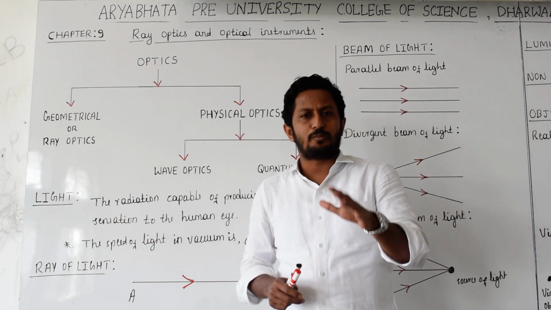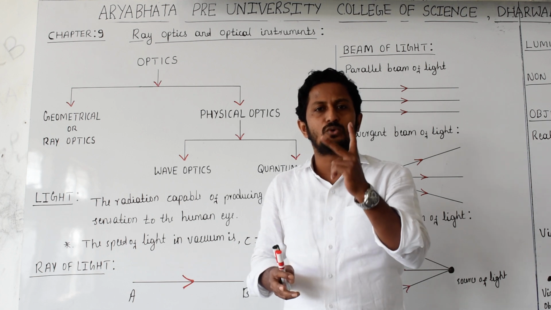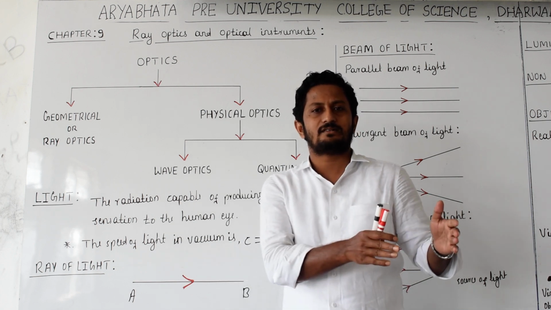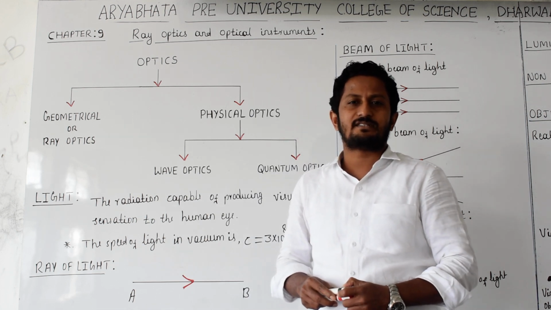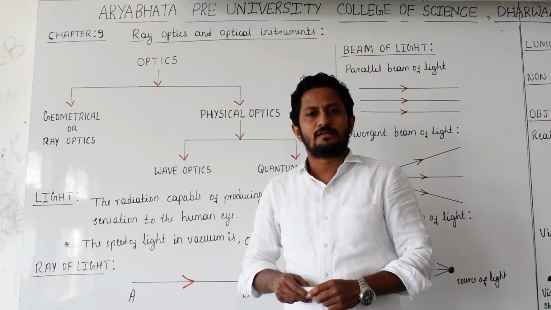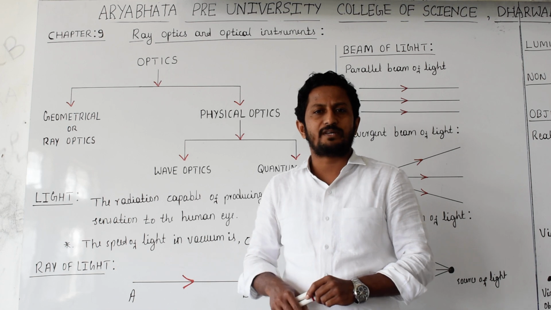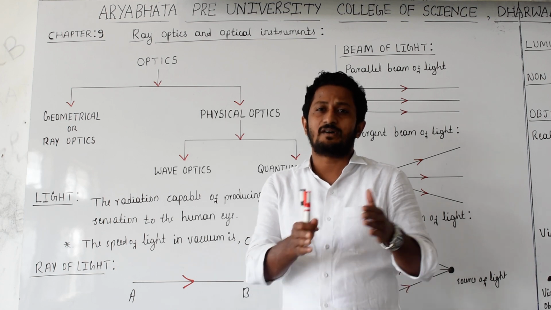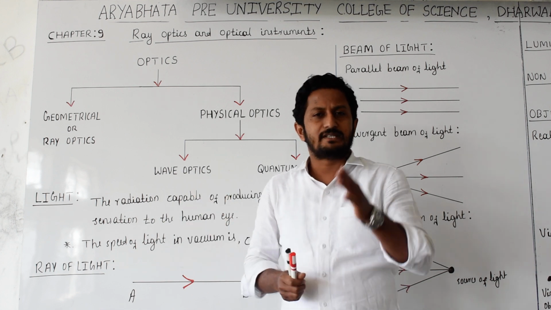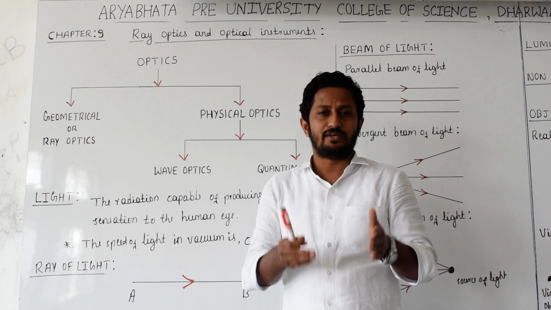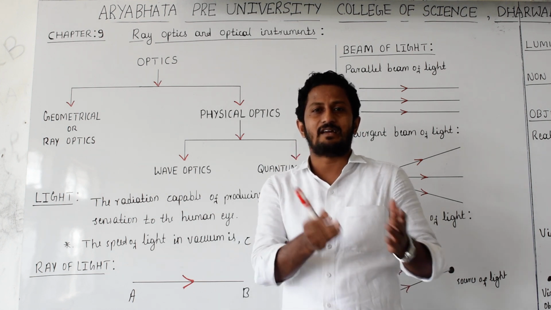Here, this optics branch is again subdivided into two types: one is geometrical or ray optics, and another one is physical optics. These two sub-branches are divided on the basis of the study of properties and nature.